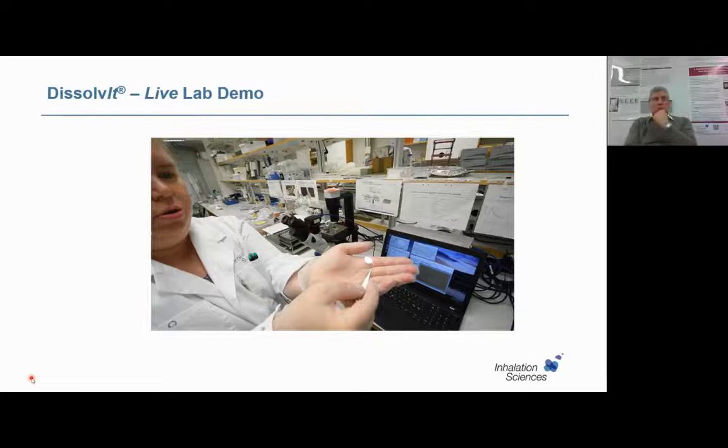Then, of course, Mikael also hinted very quickly at the possibilities that PreciseInhale as an aerosol generator can offer in vivo.